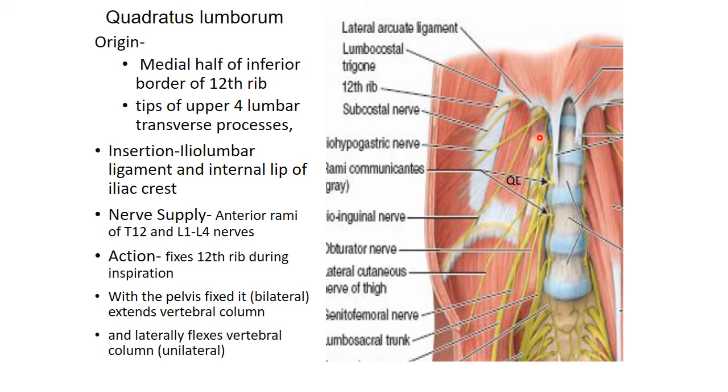When the pelvis is fixed, and it is acting bilaterally, that means muscles of both sides together, they can cause extension of the vertebral column. Naturally, the lower attachment is fixed here, so it works from above. So they will cause extension of the vertebral column. When it is acting unilaterally, they cause lateral flexion of the vertebral column. So this was the quadratus lumborum muscle.